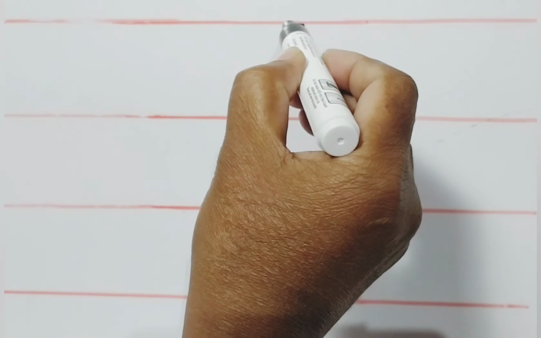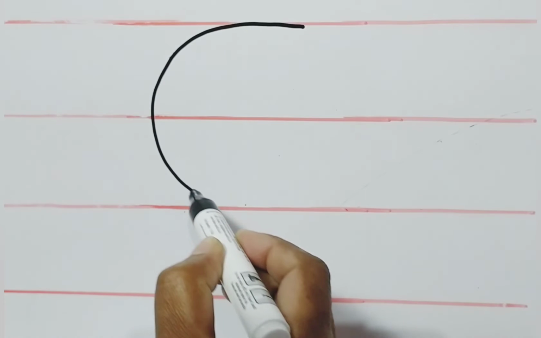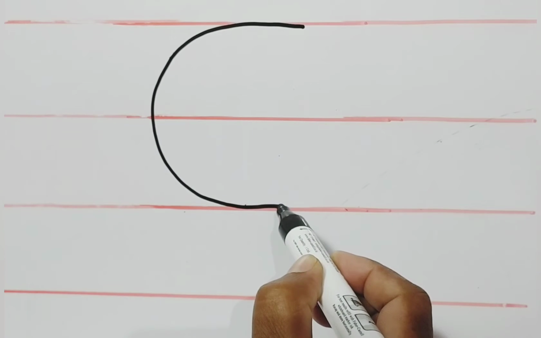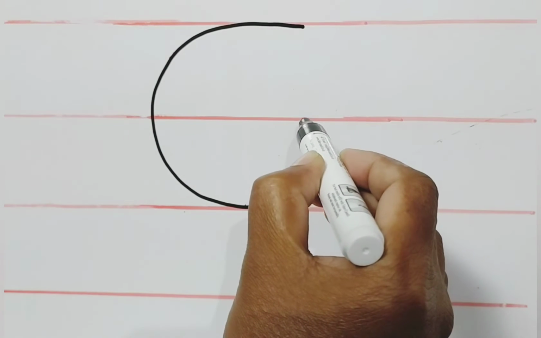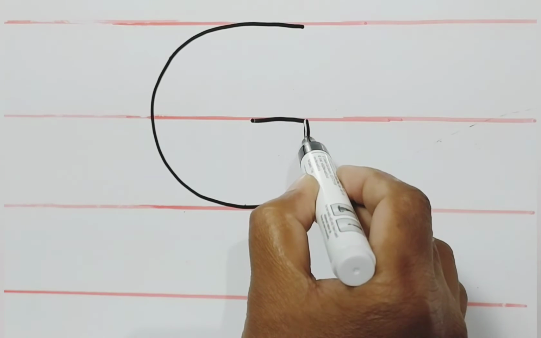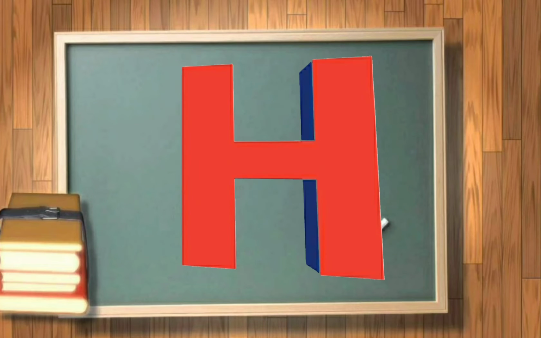Start below the top and draw a curve touching the bottom and further till the middle. Top it with a sleeping line. Then draw a standing line from the middle till the bottom. This letter is G. Next letter H.